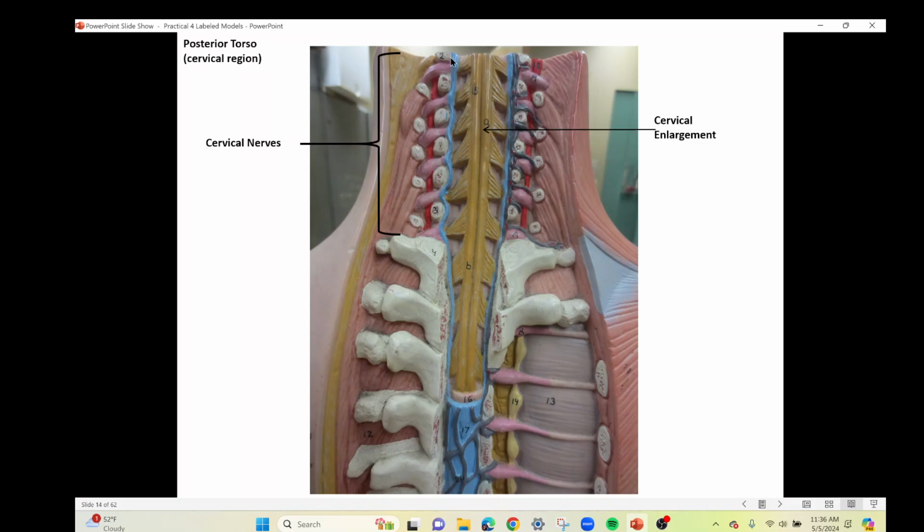When you look here, you can see this would be the beginning of the spinal cord, again, about the level of the foramen magnum. A little bit more swollen here. So this is going to be the cervical enlargement. And then you can see these cervical nerves coming down. Again, there's 8 pair, and they're heading down towards the shoulder and the upper limb. So they're running down at an angle.